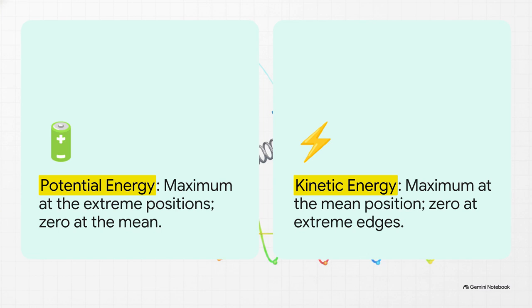Let's take a look at the core engine of our system, which is basically a continuous, endless transfer of energy. It's so cool how these 2 forms of energy trade places. Potential energy hits its absolute maximum at the extreme positions, like when our swinging object is pulled all the way back, and then drops to completely 0 right at the mean equilibrium position in the middle. Kinetic energy does the exact opposite. It hits maximum as the object rushes rapidly through the center and falls to 0 at the extreme edges. The energy is just constantly shuttling back and forth.